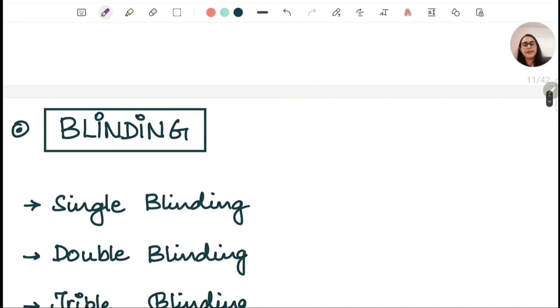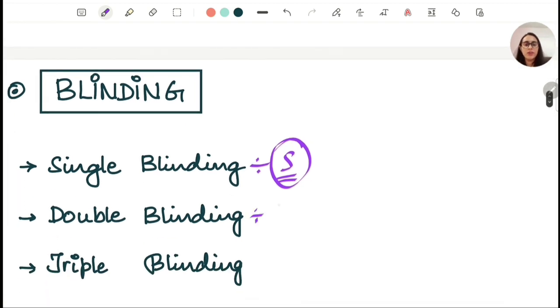So single blinding is when only the subject is blinded, the subject is unaware that he is a control or a case. Double blinding is when you are blinding the subject as well as the investigator.